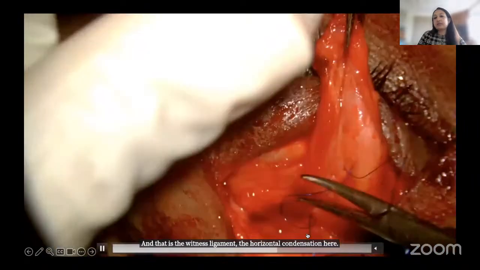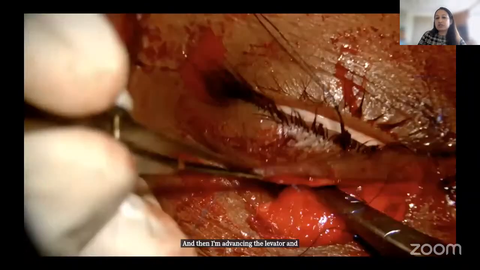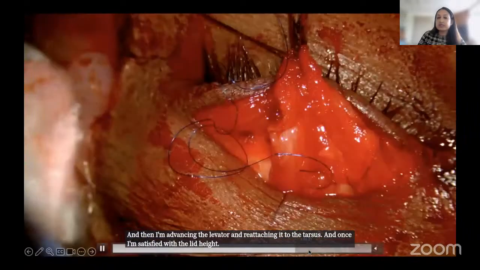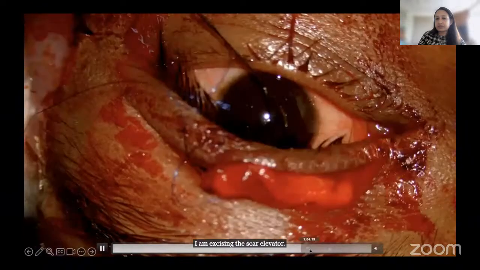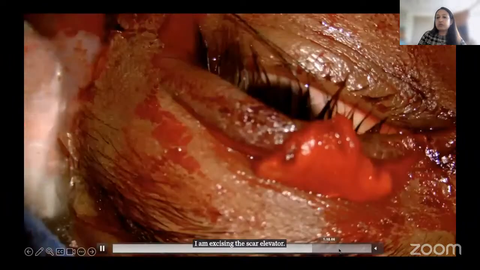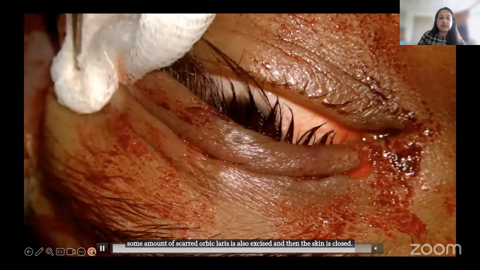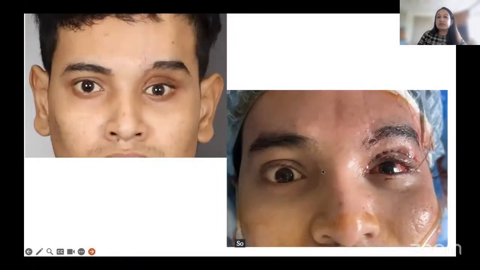And then I'm advancing the levator and reattaching it to the tarsus, and once I'm satisfied with the lid height, I am excising the scarred levator. Some amount of scarred orbicularis is also excised, and then the skin is closed. And then the patient looked like this at the end of the procedure.